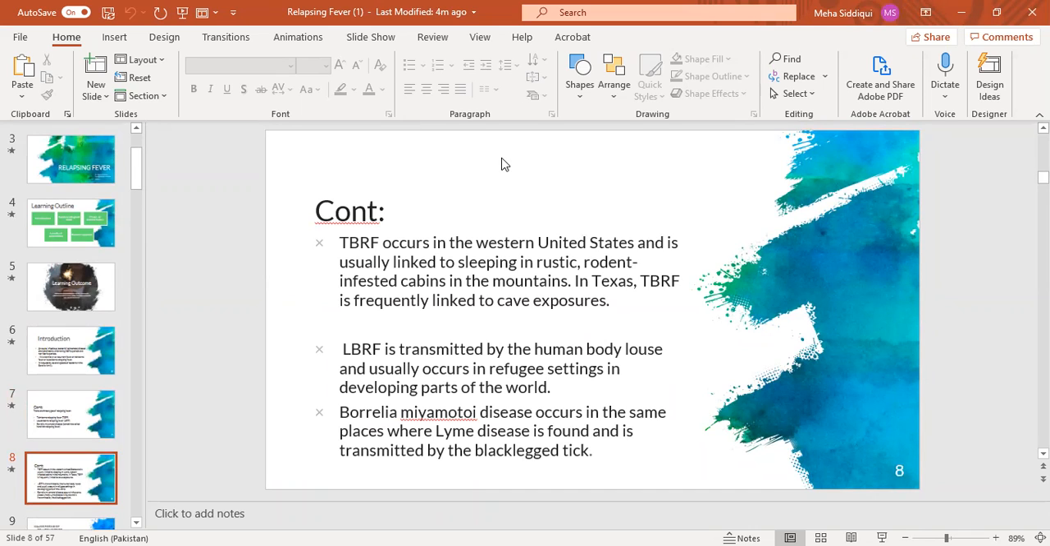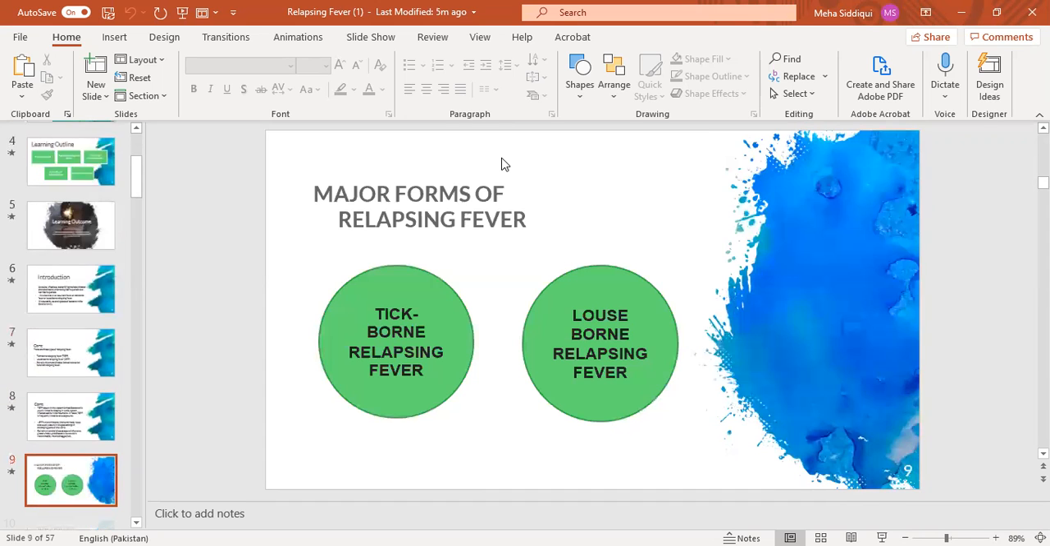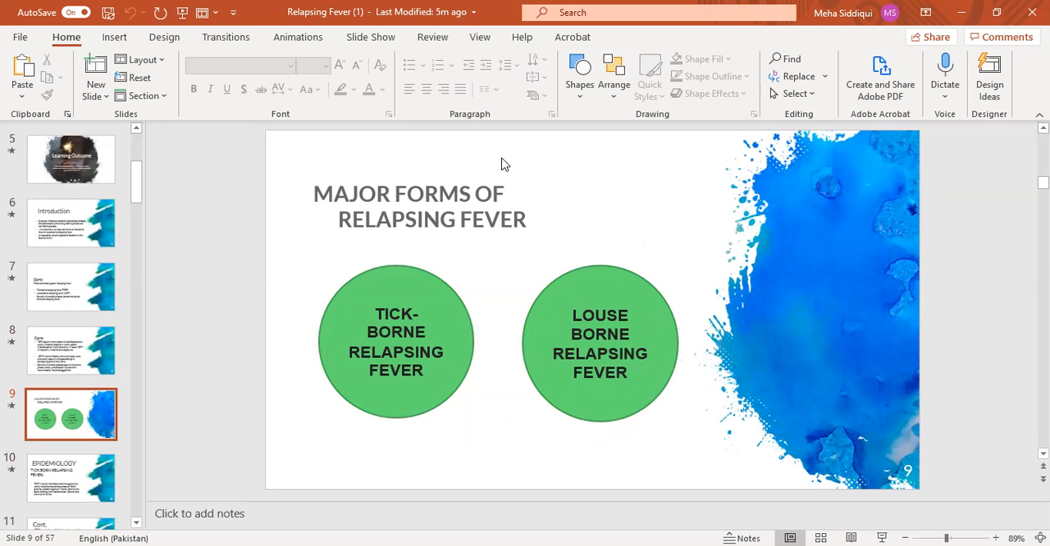Tick-borne relapsing fever occurs in the western United States and is usually linked to sleeping in rustic rodent-infested cabins in the mountains. In Texas, it is frequently linked to cave exposures. Louse-borne relapsing fever is transmitted by the human body louse and usually occurs in refugee settings in developing parts of the world. Borrelia miyamotoi disease occurs in the same places where Lyme disease is found and is transmitted by the black-legged tick. There are two major forms of relapsing fever, tick-borne and louse-borne, and we will discuss these ahead.